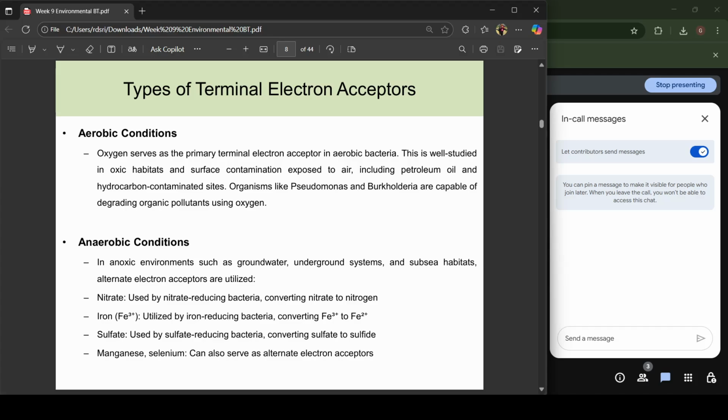We have different types of terminal electron acceptors. The first one is in the aerobic condition. In aerobic condition, the main component is oxygen. Oxygen serves as the primary terminal electron acceptor in aerobic bacteria, and this is well studied in oxic habitats. When we talk about aerobic, it is oxic; anaerobic is anoxic. Aerobic directly involves air, in which oxygen plays a crucial role. From the other components of air, oxygen serves as the primary terminal electron acceptor.